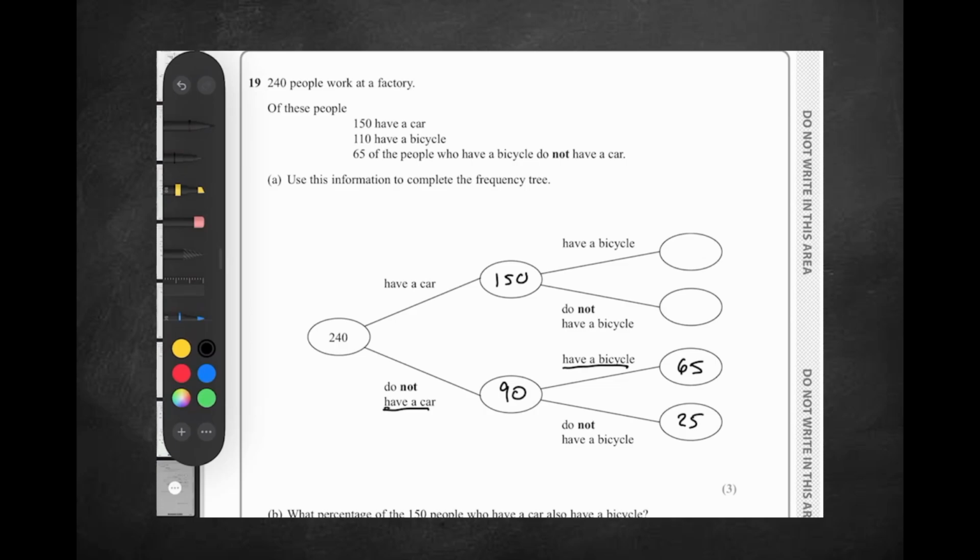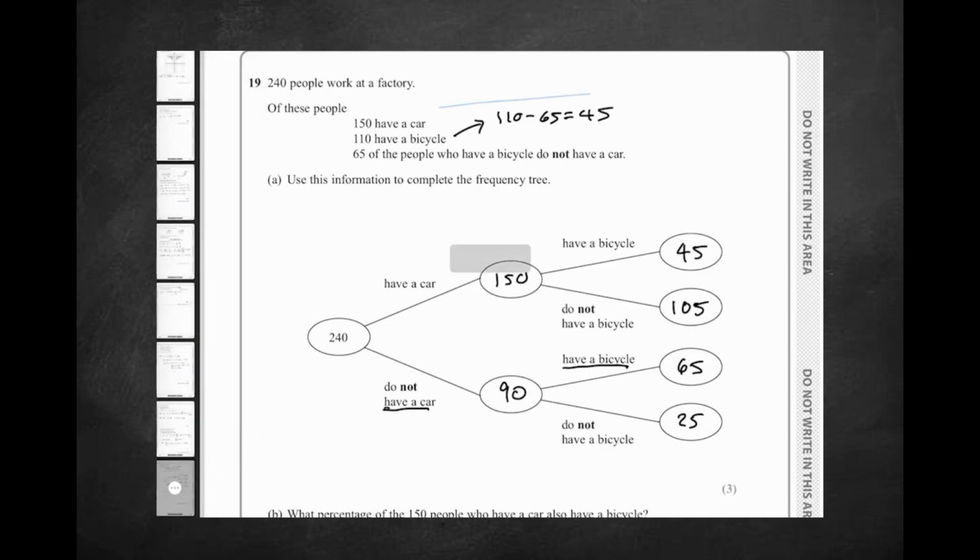And we then know that 110 have a bicycle. So 110 minus 65 equals 45, which are the remaining people that have a bicycle and a car. So 45 goes there, and then the remaining gap is going to be 150 minus 45, which is 105.